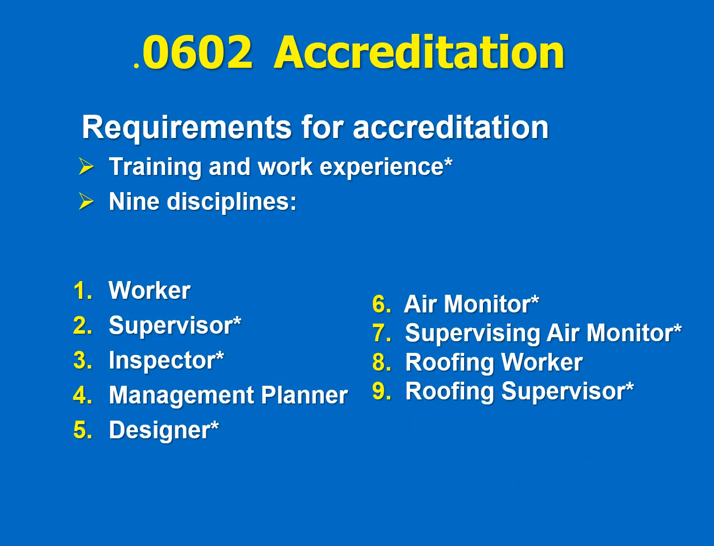So, we at HACU have certain requirements for accreditation. Training and work experience are some of the requirements that we have. There are a total of 9 disciplines that we oversee as far as accreditation. As stated below: asbestos worker, supervisor, inspector, management planner, designer, air monitor, supervising air monitor, roofing worker, and roofing supervisor. So the ones you see with the asterisk require a certain amount of work experience.